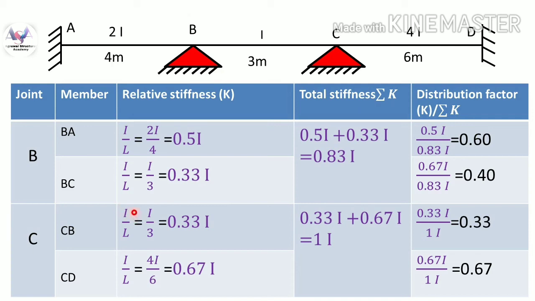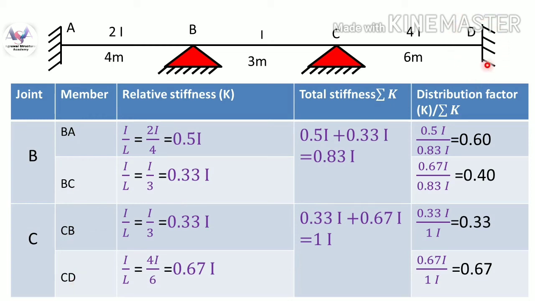That is why here the relative stiffness is I by L. Now we are putting I is equal to I here, and L is equal to 3. Then C to D. So look towards the D. D is your far end. Always the second letter is the far end. Here B to A, A is a far end. B to C, C is a far end. C to B, B is a far end. And C to D, D is a far end.